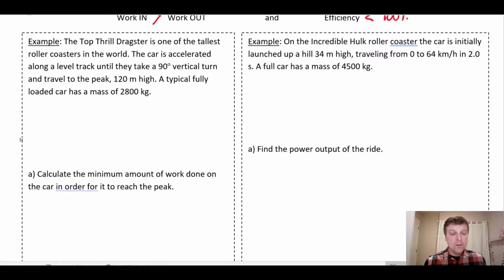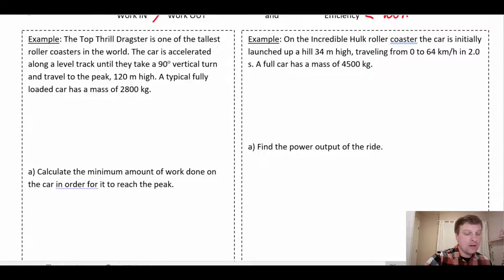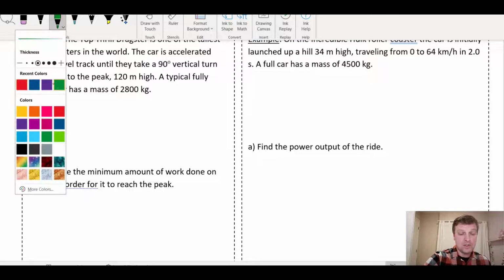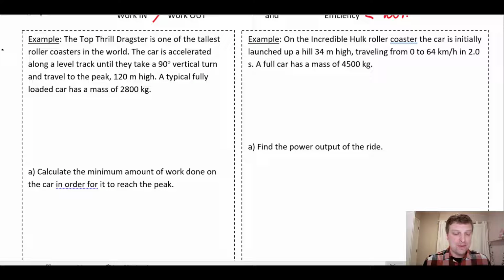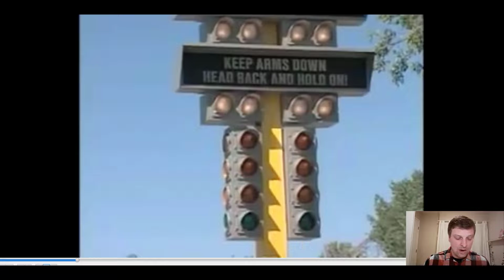A couple of ways to think about this, and again, this whole efficiency idea is going to work on simple machines or very complicated machines. An example of a much more complicated machine would be the Top Thrill Dragster. If any of you are roller coaster fans, you might know it is one of the tallest roller coasters in the entire world, and essentially a car is just accelerated along a track, and then it turns 90 degrees and goes straight up in the air. Just to get a sense of just how crazy this is, here's a quick video clip that gives you an idea of this.